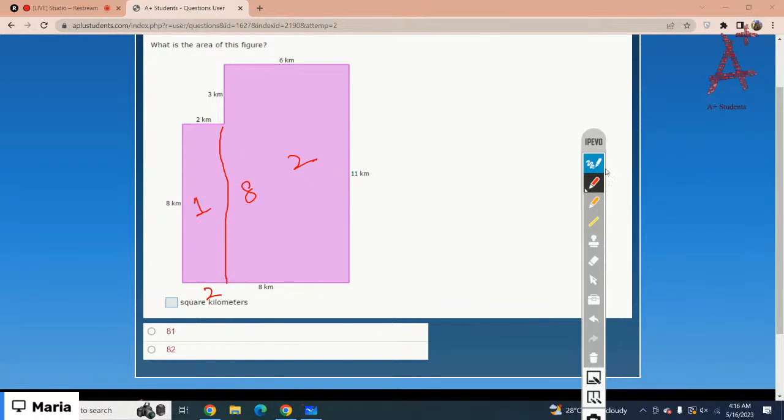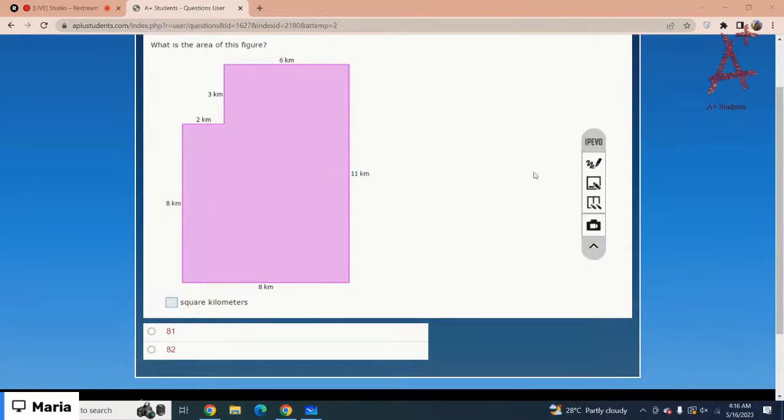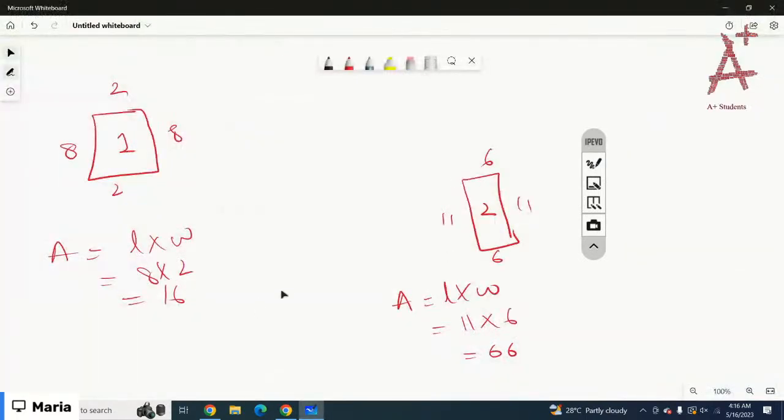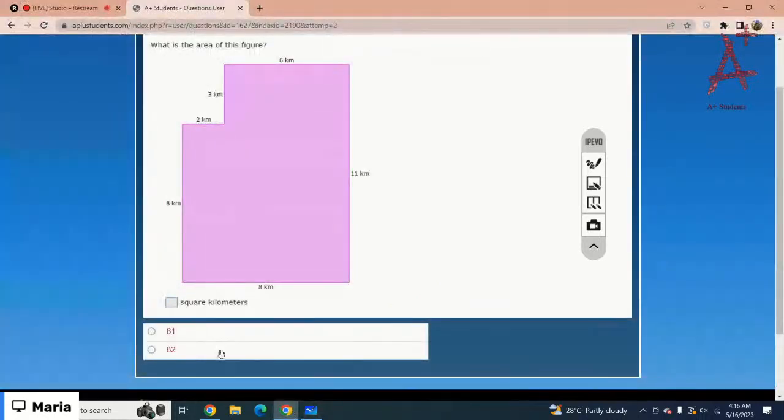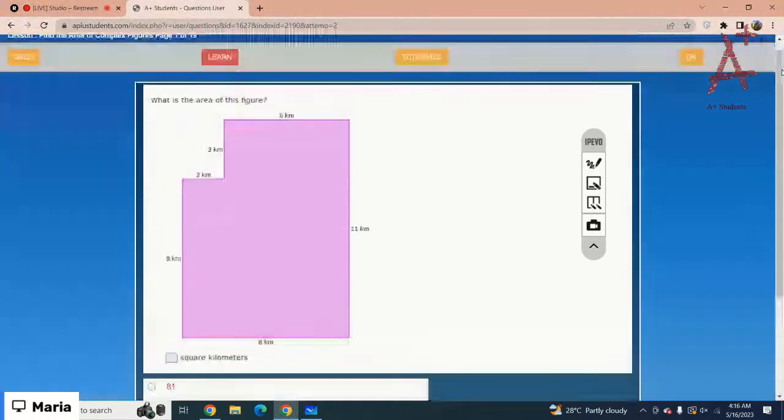So you just have to add both the areas. You can add 16 and 66. For both the areas, you just have to add 16 plus 66. So it would be 82. The correct option is 82. Let's just move on to the next question.